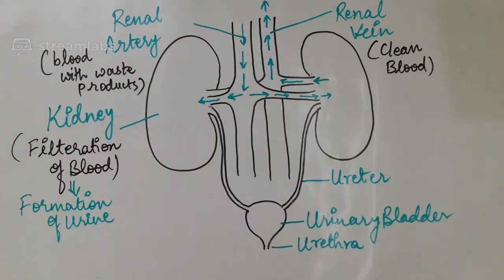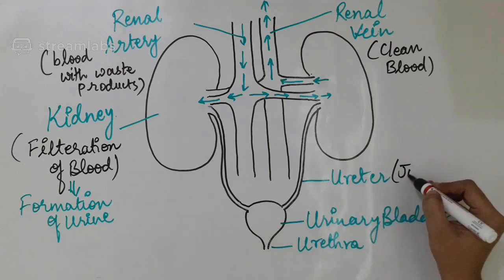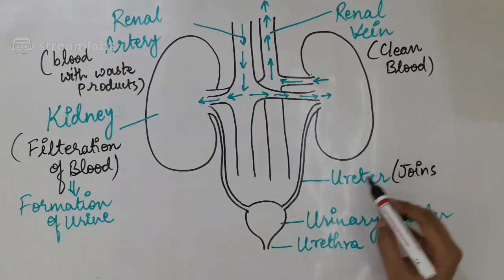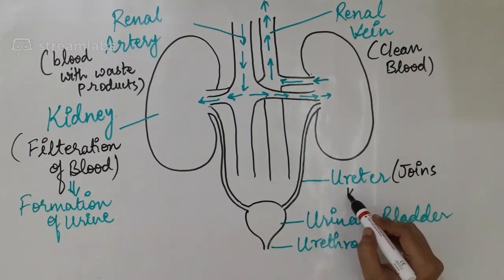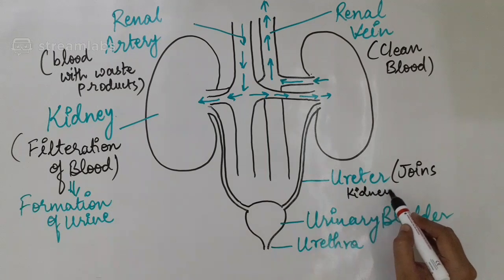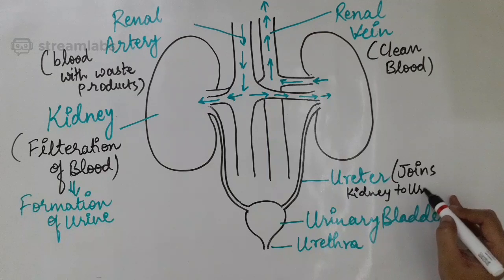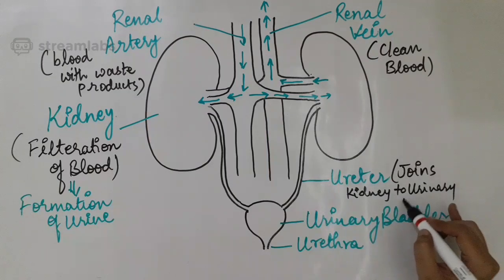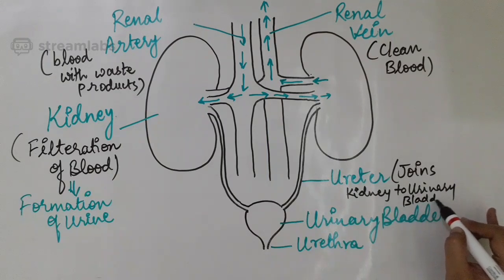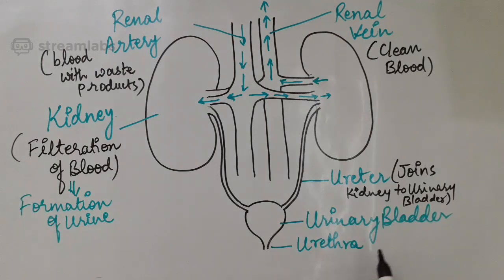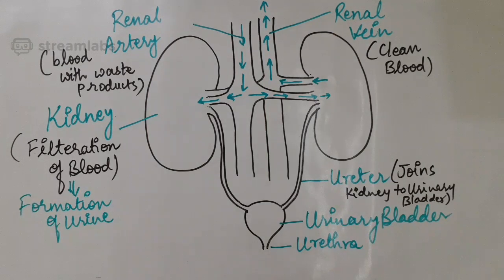Ureter joins kidneys to the urinary bladder. The urinary bladder stores the urine for certain period of time. Okay.